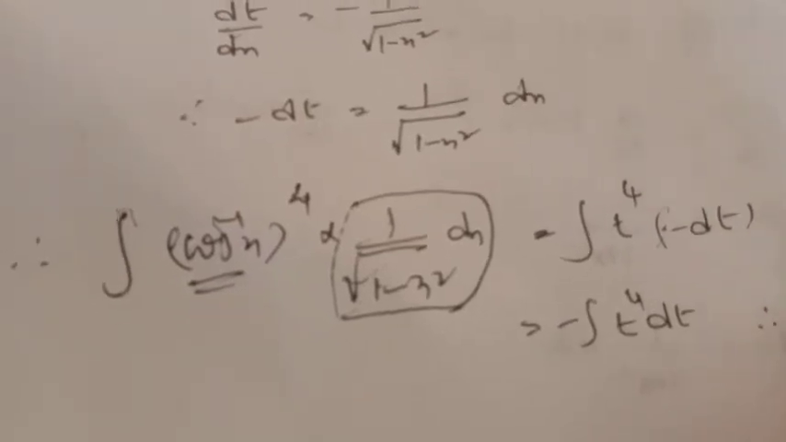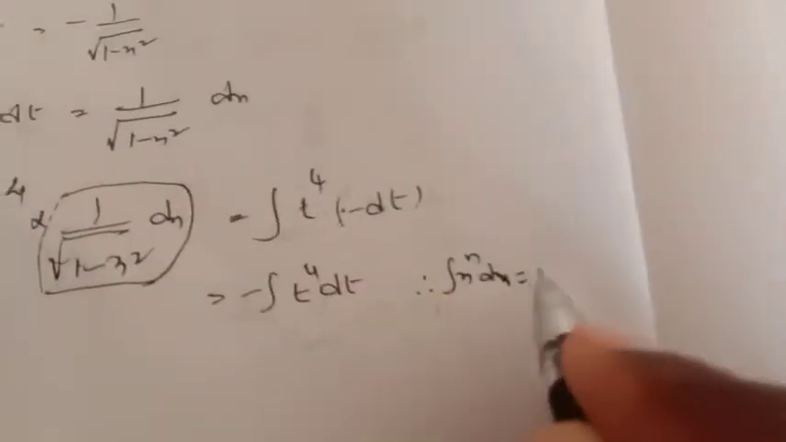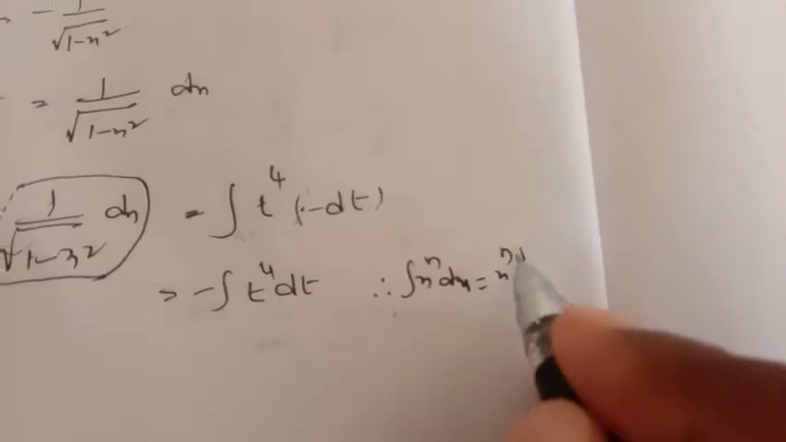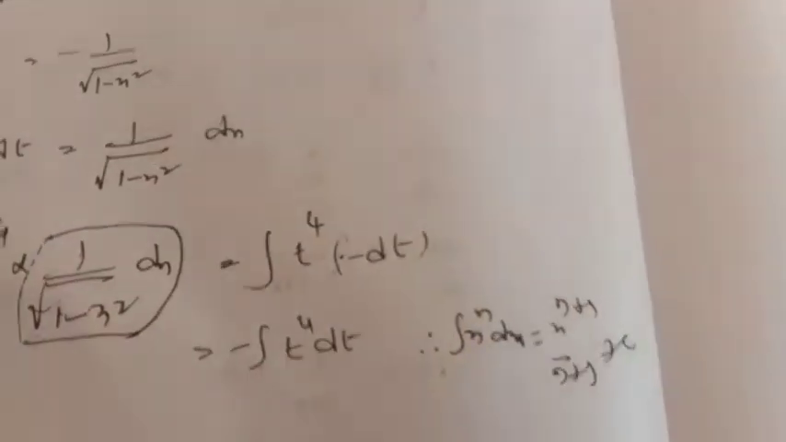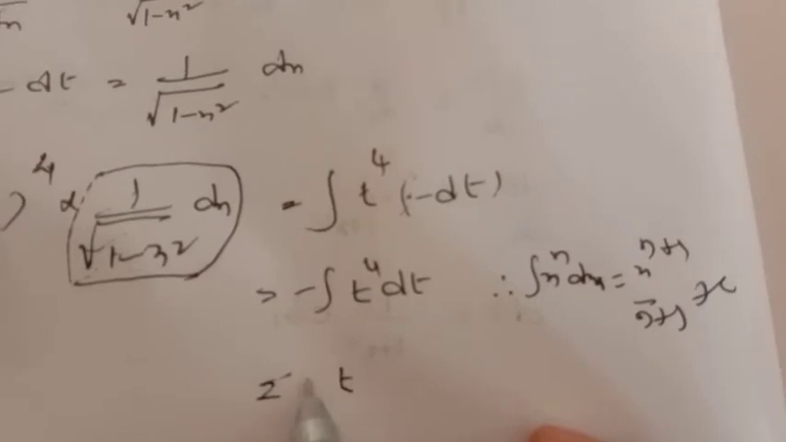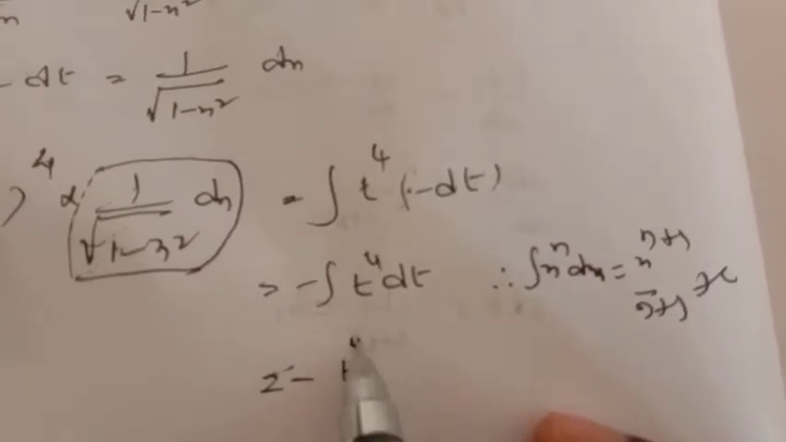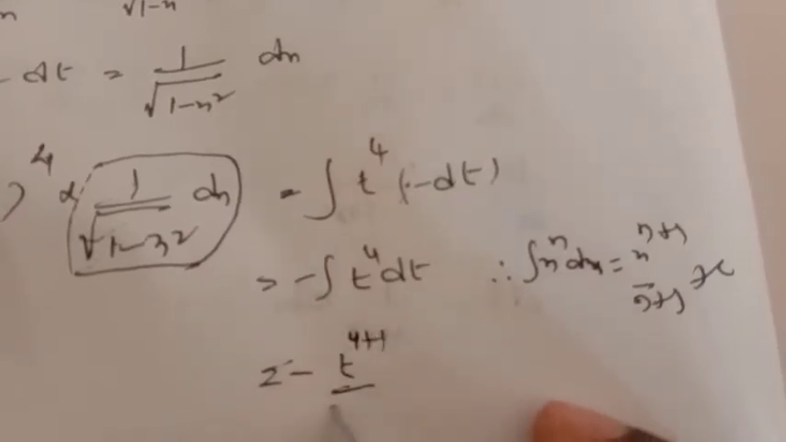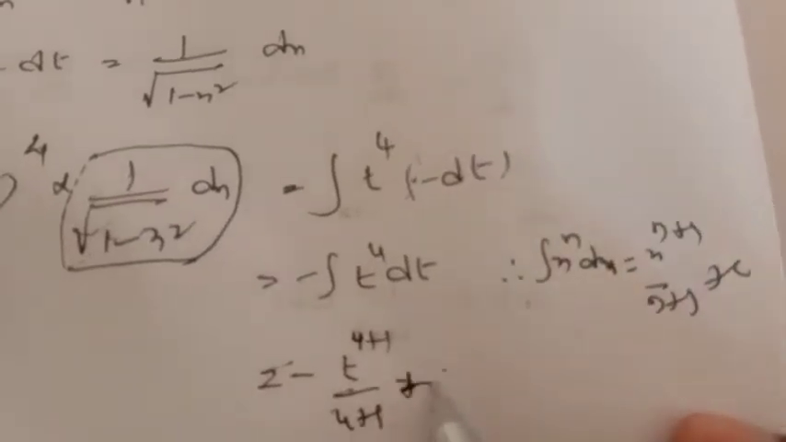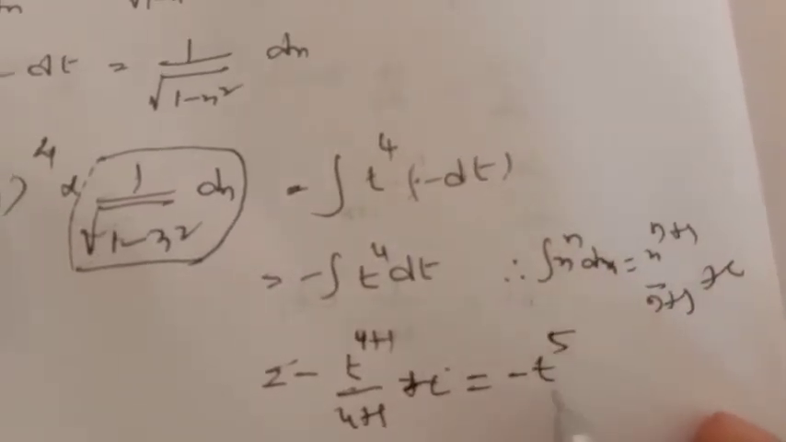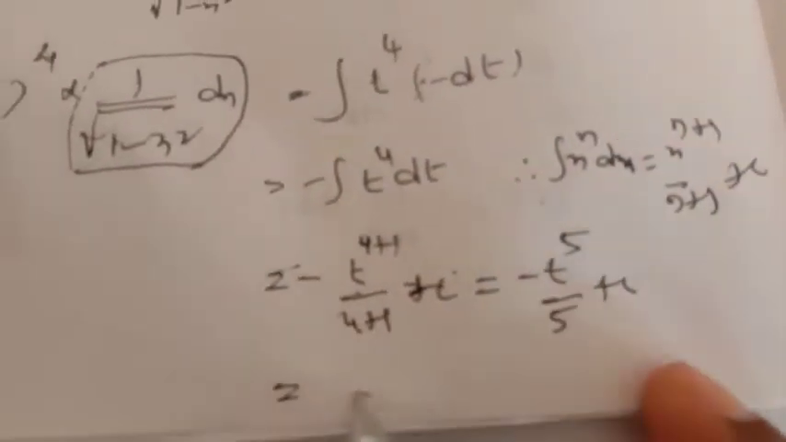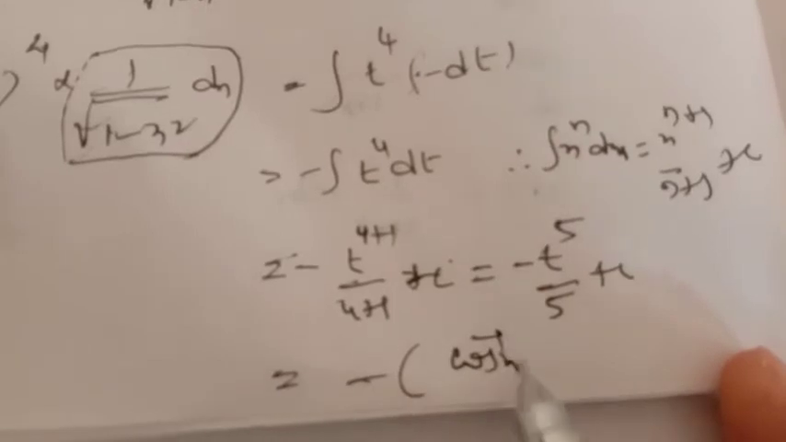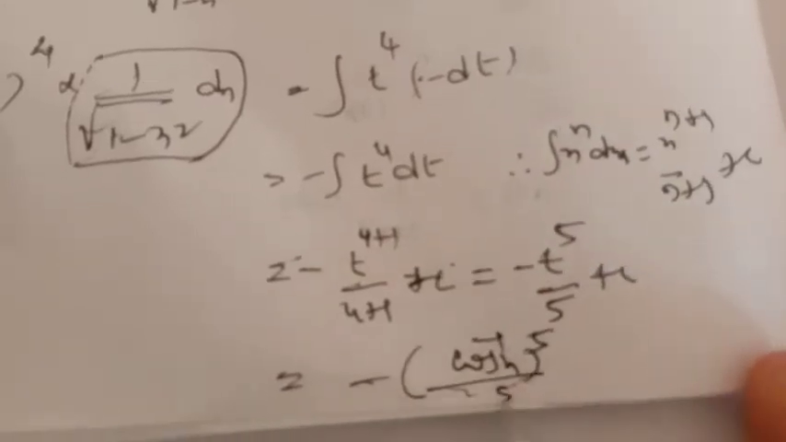Here we have integral x to the power of n equal to x to the power of n plus 1 by n plus 1 plus c. Here n equal to 4, that is minus t to the power of 4 plus 1 by 4 plus 1, that equal to minus t to the power of 5 by 5 plus c. Substitute the t value, we get minus of cos inverse x whole to the power of 5 by 5 plus c is the answer of this problem.